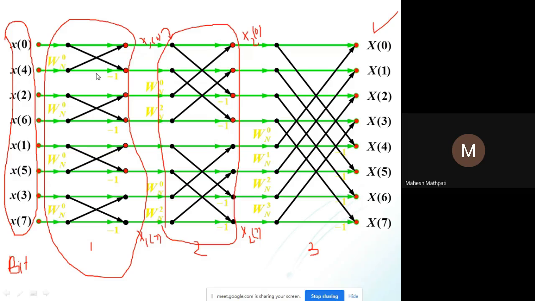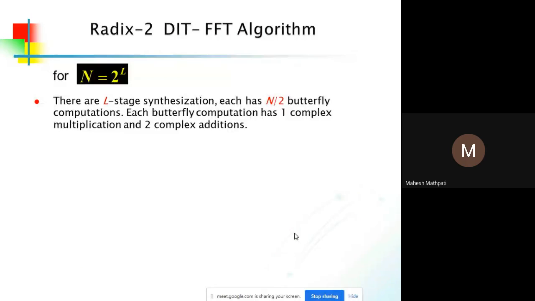Look at this. This is 1, 2, 3, 4, right? 1, 2, 3, 4. That means each stage has 4 butterflies. Understood? Yes, sir. Now, write that.